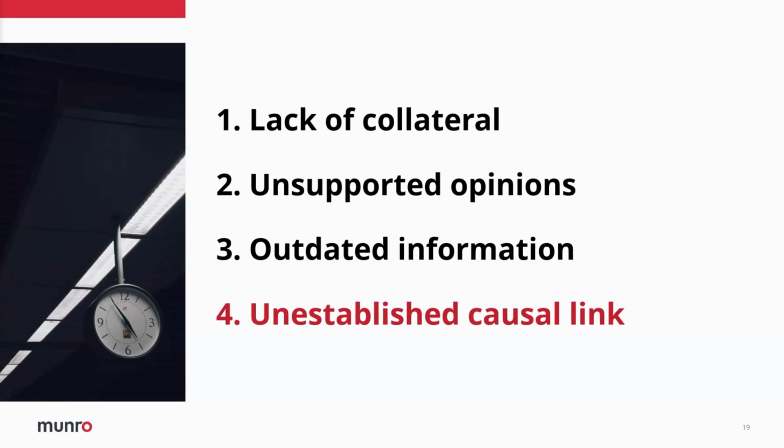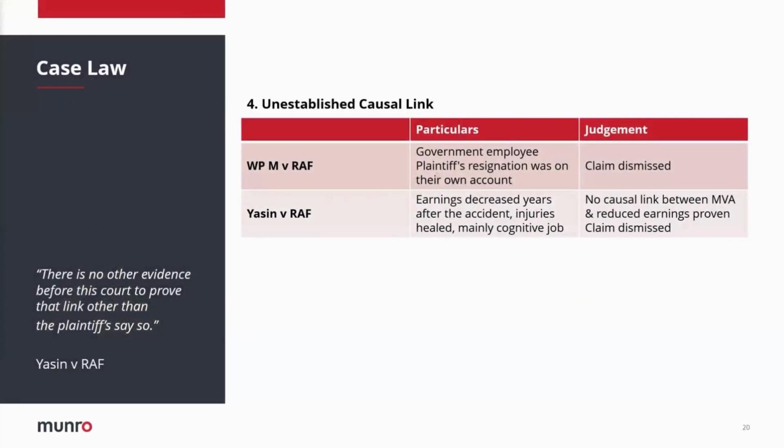The last issue we're seeing is the unestablished causal link. And that's interesting. I think the toe injury not resulting in 5 million rands of damages is quite an obvious one. But in Yasin versus RAF, I think the quote is worthwhile: there is no other evidence before this court to prove that link other than the plaintiff's say so. And I'm sure those of you who are experienced with court matters know that say-so just doesn't carry much water in court. My wife certainly thinks my say-so does carry a lot of water. If she says so, I do that. Judges are unfortunately a little bit harder to persuade.